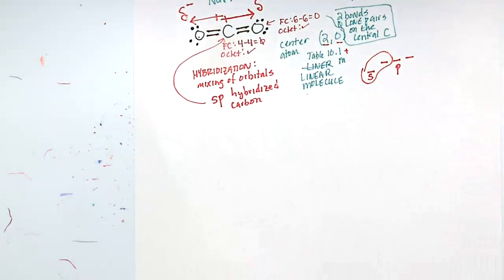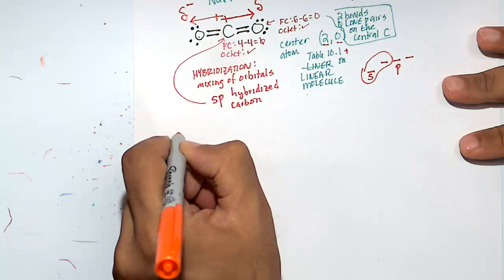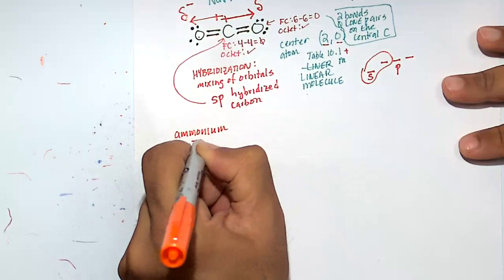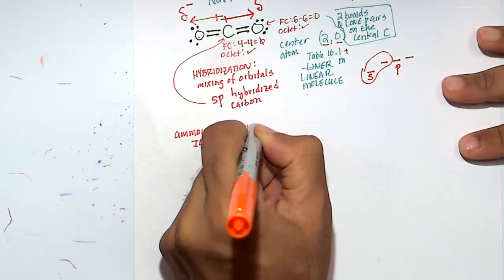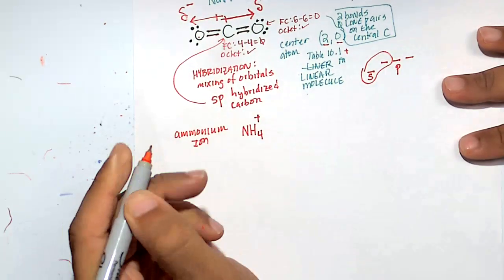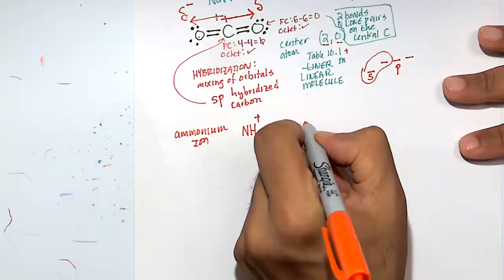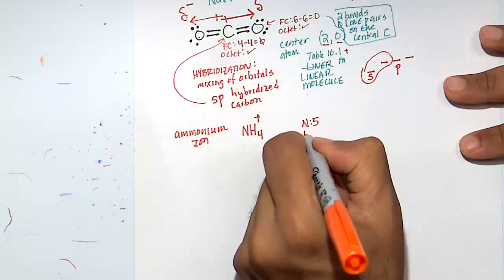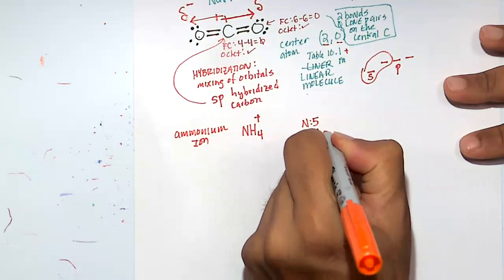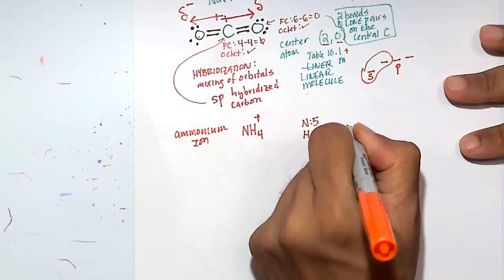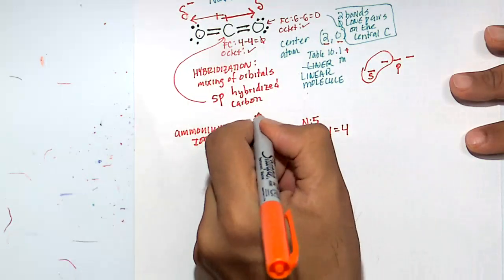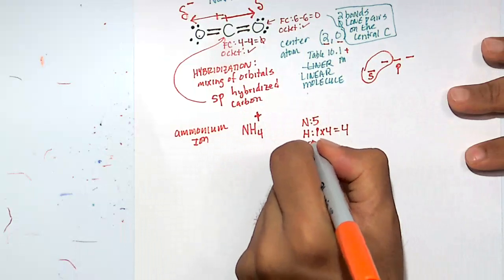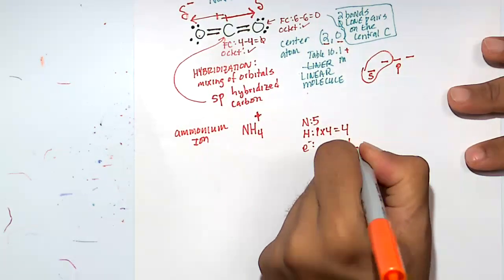Let's do a couple more here. Ammonium ion, NH4 plus. All right, so nitrogen is happy at 5, right? Hydrogen is happy at 1, but we have 4 of them. And then what do you think that plus means? Did it give up an electron or gain an electron? It gave up an electron, so -1.